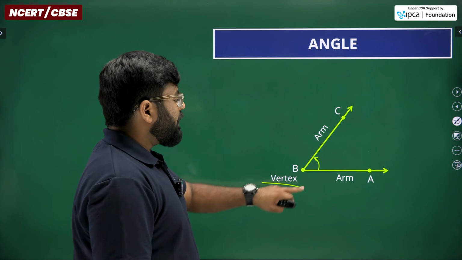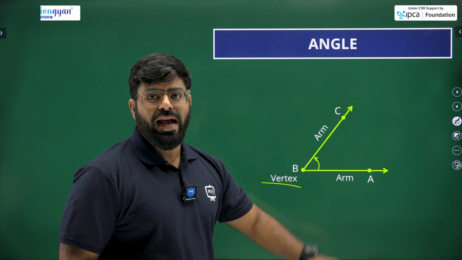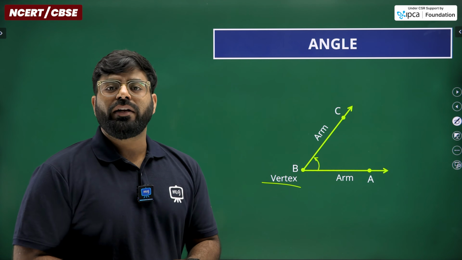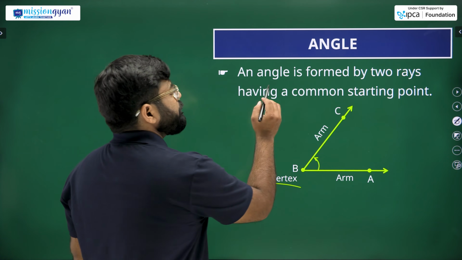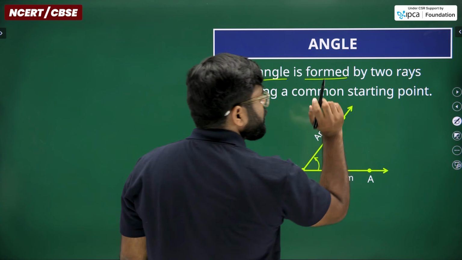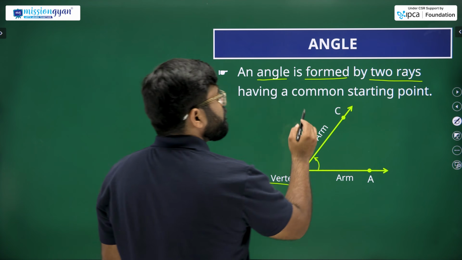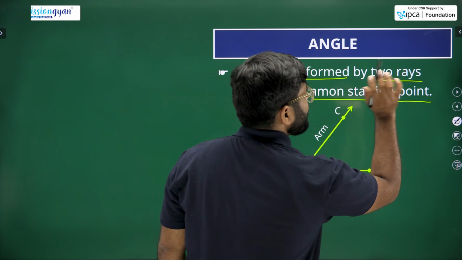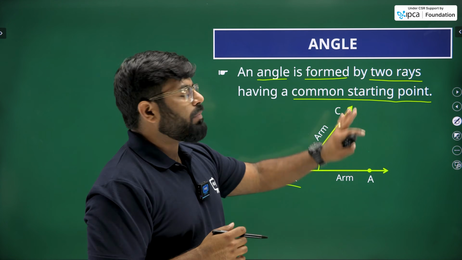As you have seen, we have made a point B and we have made BC and BA as rays. Is that clear? So now let's find out what an angle is. An angle is formed by two rays if their starting point is common. That means an angle is formed by two rays having a common starting point.